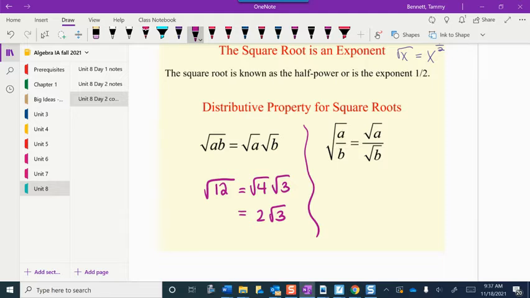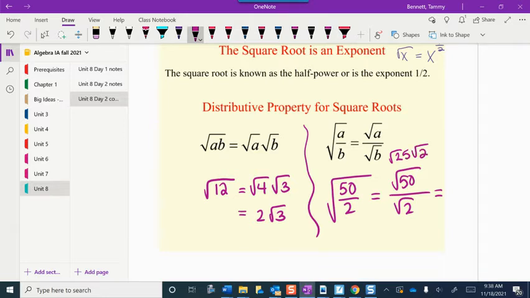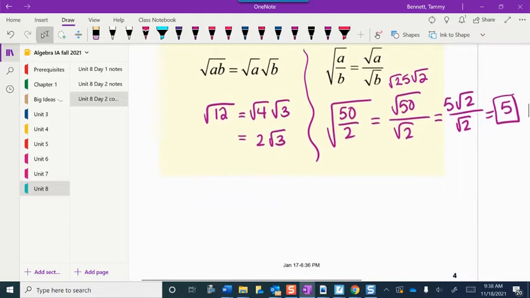Likewise, if I have the square root of a over b, so let's say I have the square root of 50 over 2, that's the same as the square root of 50 divided by the square root of 2. So the square root of 50 is the square root of 25 times the square root of 2. So then the numerator, I have 5 square root of 2 divided by the square root of 2. And you can see that can go away and get just 5. All right. Let's look at the next one here.